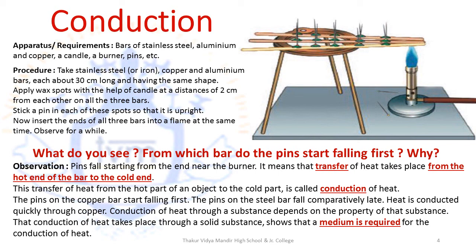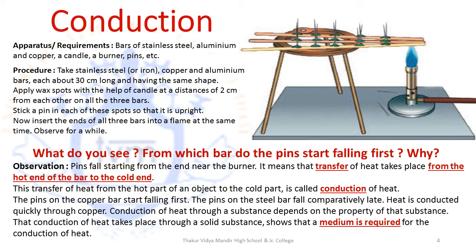Then leave some empty space, wherein there is no wax or pin, towards the end of the three bars. Bring them close together and put them under a burner. And notice for a while what happens. So what you will observe will be that the pins that are closer to the burner, the pins that have the least distance from the burner, will start melting sooner.